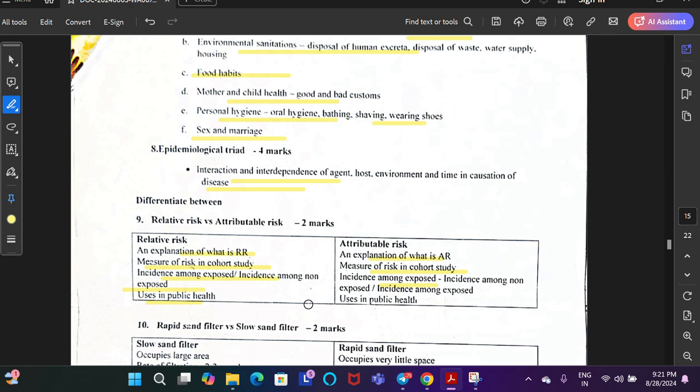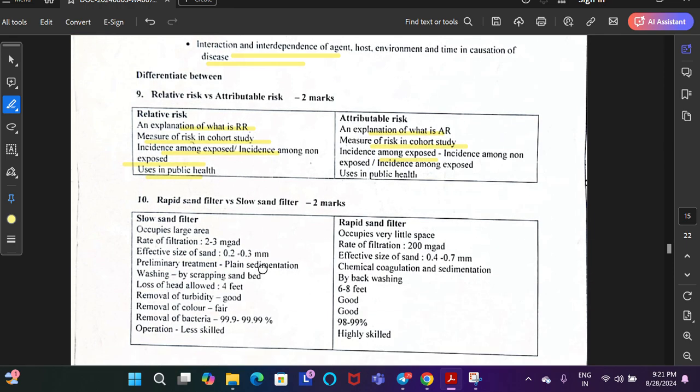Differentiate between slow and rapid sand filters. Slow sand filter occupies a large area, rate of filtration 2 to 3 MGAD, effective size of sand 0.2 to 0.3 millimeter. Preliminary treatment: plain sedimentation. Washing by scraping the sand bed, loss of head allowed. Removal of turbidity is good, removal of color is fair, removal of bacteria good, operation needs less skill.